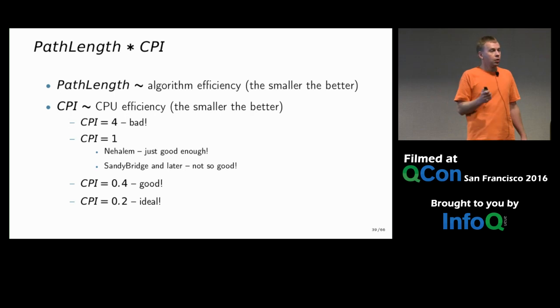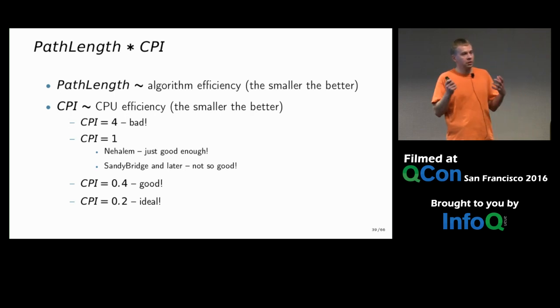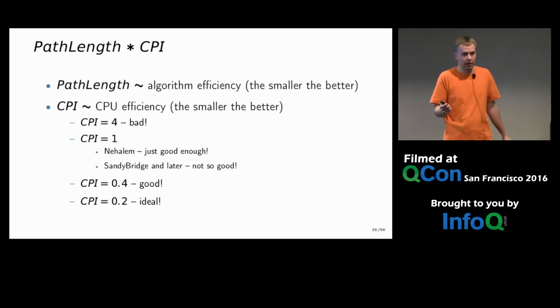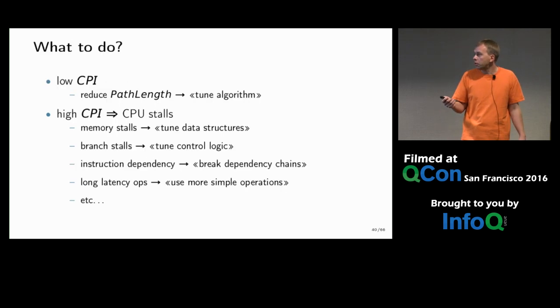I would look into path length and check if I could do something with path length to reduce the amount of instructions for my task. It's a goal of my activity. So if I already got a low CPI, I just tune the algorithm and reduce the amount of instructions. But if I've got a high CPI, I should find the reason for the stall.